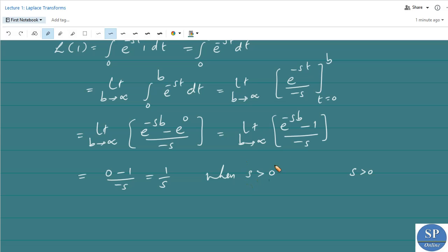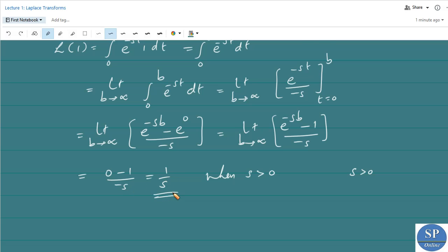That is, when s is greater than 0, we have minus sb is actually negative. So we have as b tends to infinity, this is e power minus infinity, which is 0. So 0 minus 1 divided by minus s, that is 1 by s.